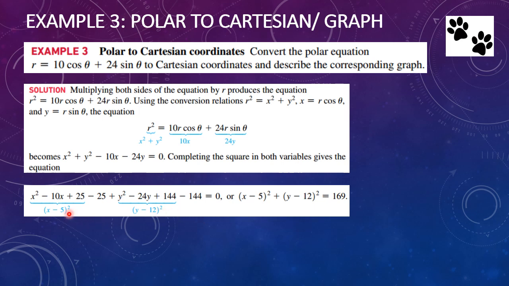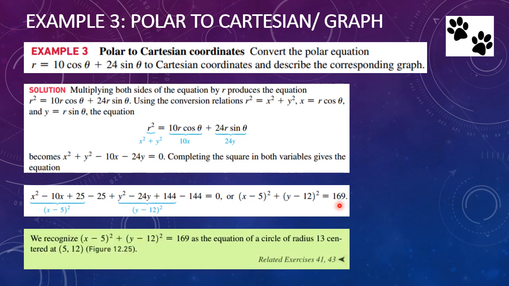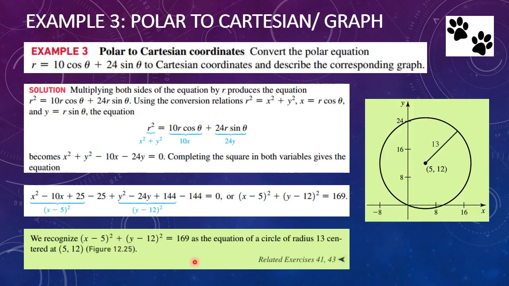And so we get (x minus 5) squared plus (y minus 12) squared equals, if we move both the 144 and the 25 over to the other side, 169. Well, 169 is 13 squared. So what we have here is (x minus 5) squared plus (y minus 12) squared equals 13 squared. Well, this is the equation of the circle of radius 13, centered at (5, 12).